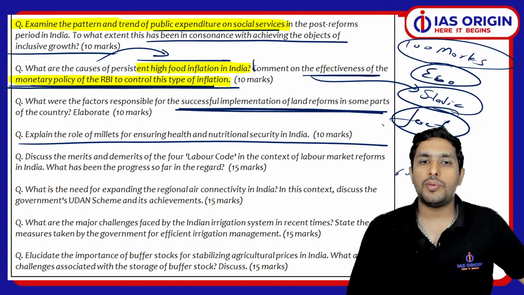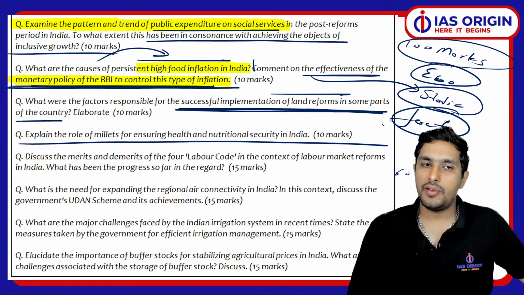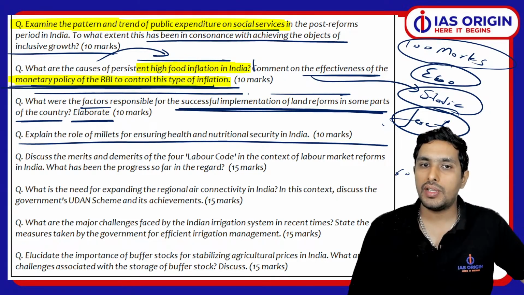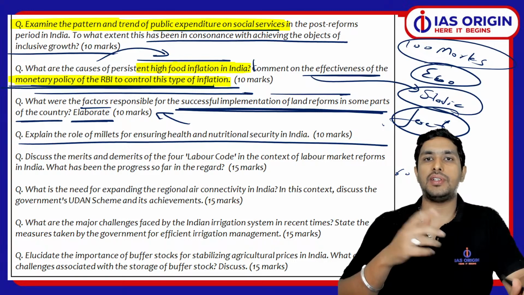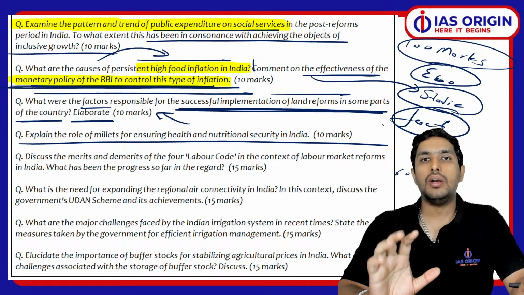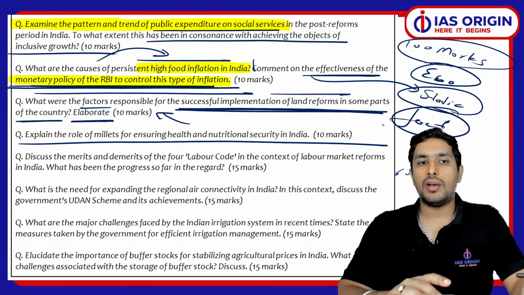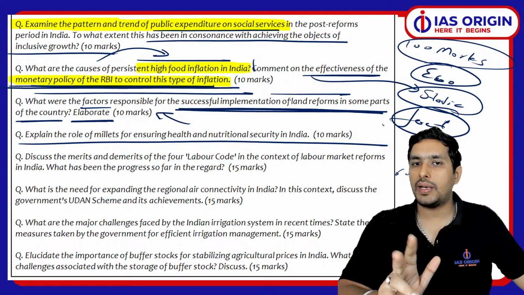Like, what are the factors responsible for successful implementation of land reforms in some parts of India? In some parts of India like Kerala and West Bengal, it happened nicely. You have to elaborate on what the factors responsible for that were. This is the kind of question where you have to understand how in the first place you are supposed to write. Firstly, you tell what the land reforms are. Now remember one thing, they're asking questions on land reforms back to back.